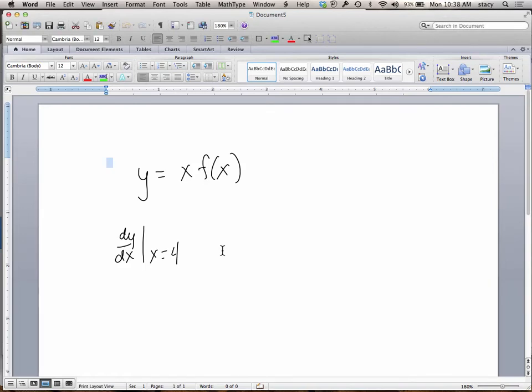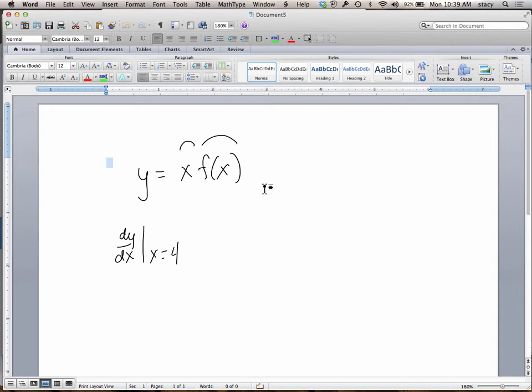So again, we're talking about one of your homework questions that gave you this function y and asked you to find the rate of change of y with respect to x at x equals 4. So when you look at this, what comes to mind? When you look at this function y equals x f of x, it's a product, right? And the two functions involved are x and f of x, right?